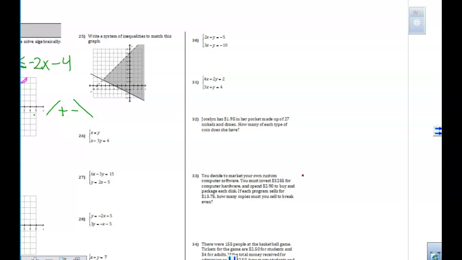So 25 asks you to write a system. So when we are looking at 25, Kaden, we're going to take that dashed line. In that dashed line, we know it's gonna be a y is less, because we're looking at the dash. What's the y-intercept? It'll be easier to look at your paper than up here. 8. Okay, so we have at positive 8, and what would you say the slope is? 1. So y is, if we're looking at that, less than x plus 1, okay?